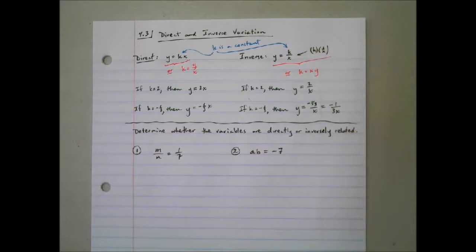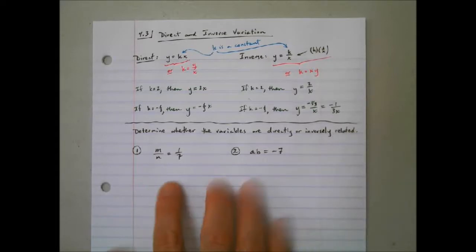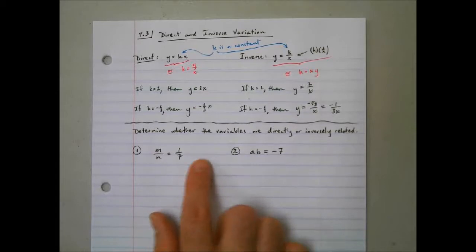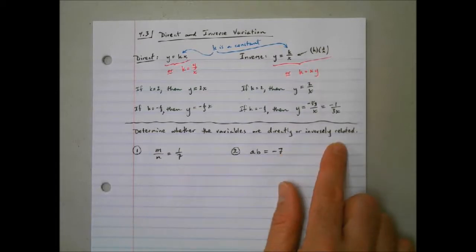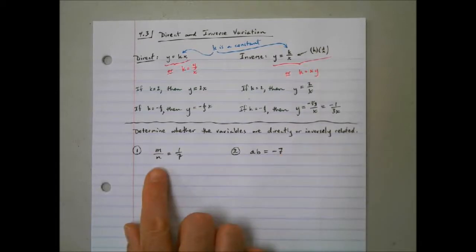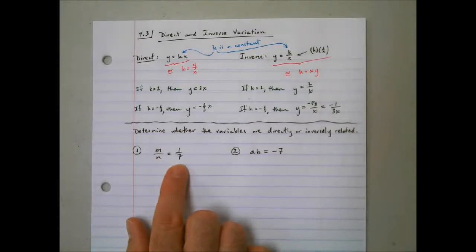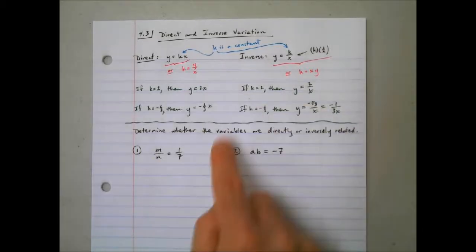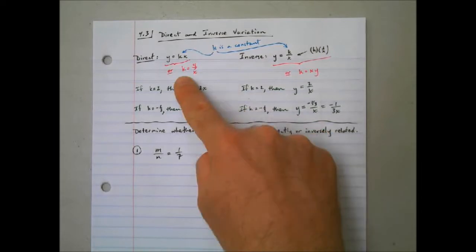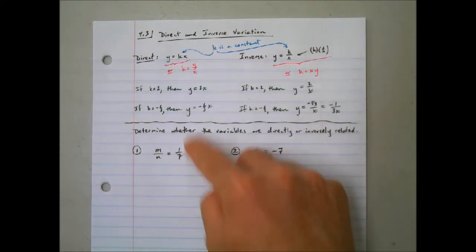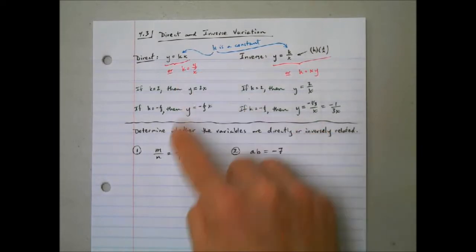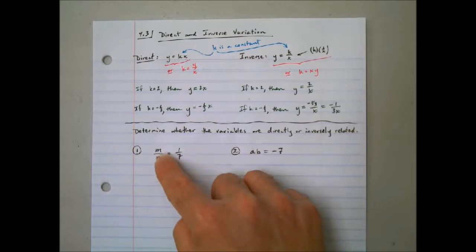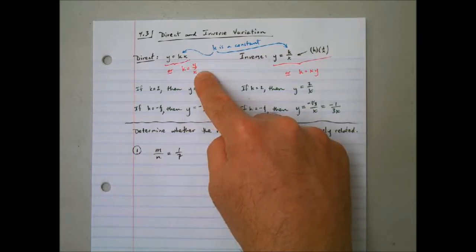Okay, let's do some samples here. Determine whether the variables are directly or inversely related. So, I have an equation here, m over n equals 1/7. Well, that doesn't really match any of the forms we have. Well, maybe it does if we're looking at the constant being 1/7. That would be the y over the x kind of thing.